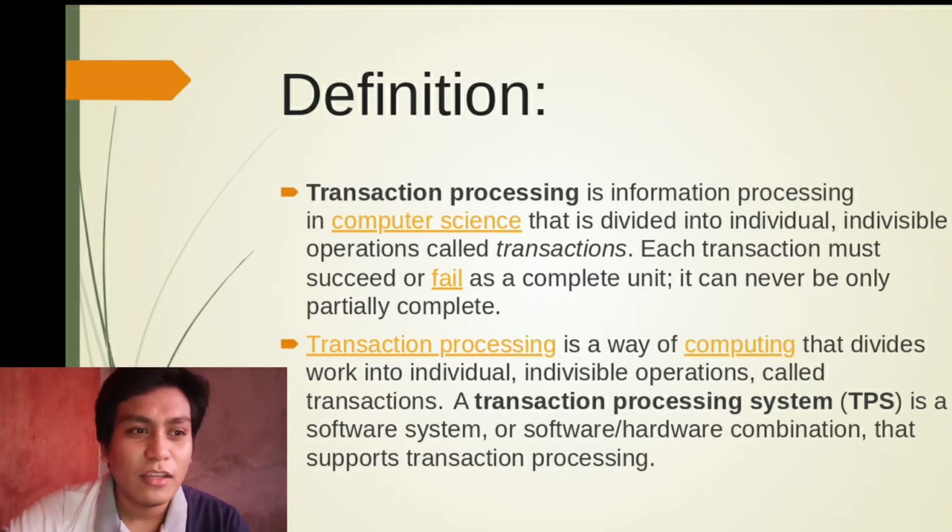Another definition: transaction processing is a way of computing that divides work into individual, indivisible operations called transactions. A transaction processing system is a software system or software-hardware combination that supports transaction processing.